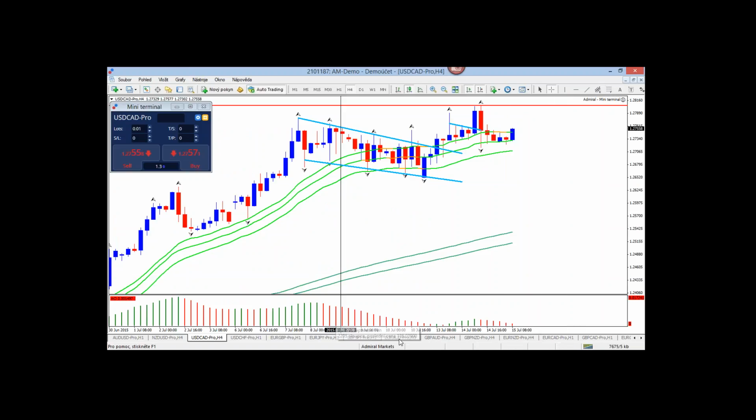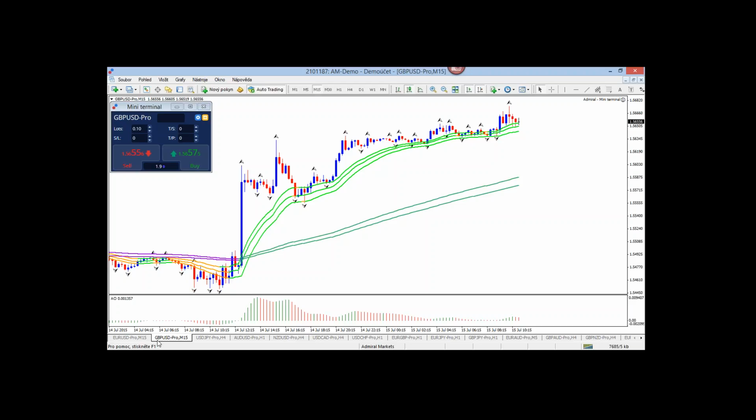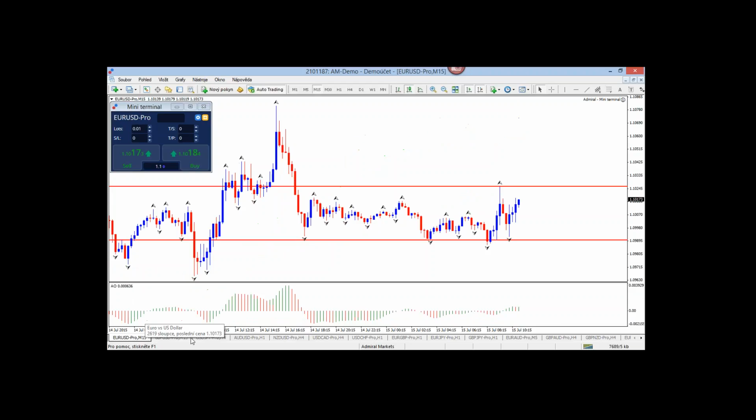Let me take a look at how my euro yen is doing. Oh, it didn't enter yet. So let's see. Let me take a look at the pound. In the meantime, again, pound retracing just a bit. I think it should retrace more. Euro dollar still stuck in between these two red lines, and we'll keep an eye on those as the day progresses.